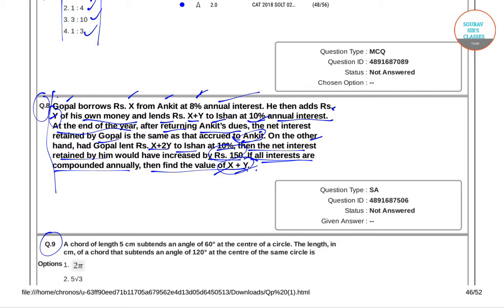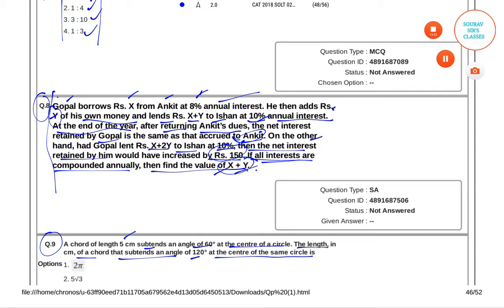In this next question, which is question number 9, it has been said that a chord of length 5 cm subtends an angle of 60 degree at the center of the circle. Now we have to find out the length of a chord which subtends an angle of 120 degree at the center of the same circle. So let's start with it.